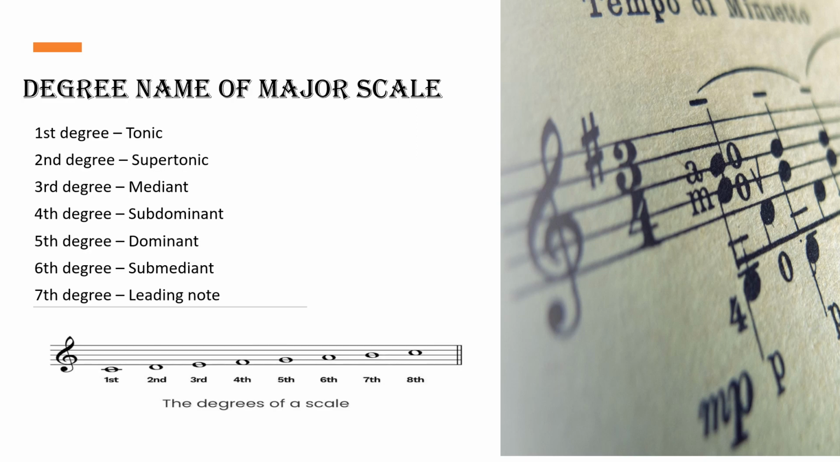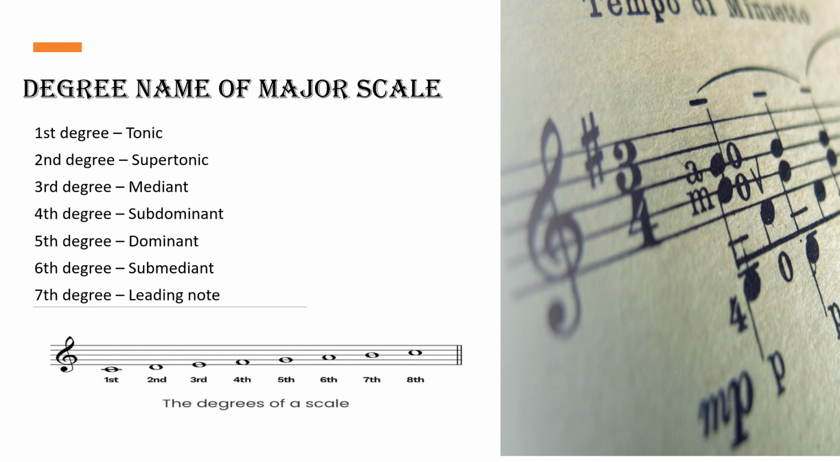Right into today's topic, which is the degree names of the major scale. Just as often and usual, we call the first degree Do, the second Re, the third Mi, the fourth Fa, the fifth So, the sixth La, the seventh Ti, and back to the first in an octave, the Do. There are also other names for these degrees.